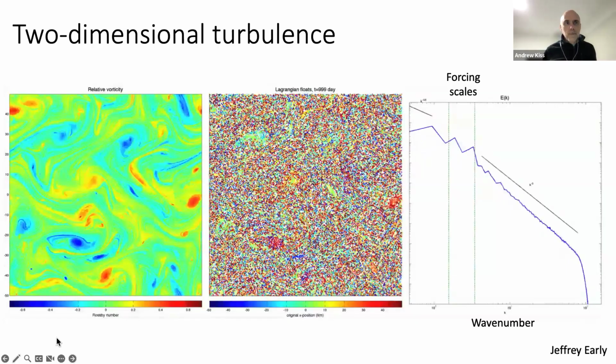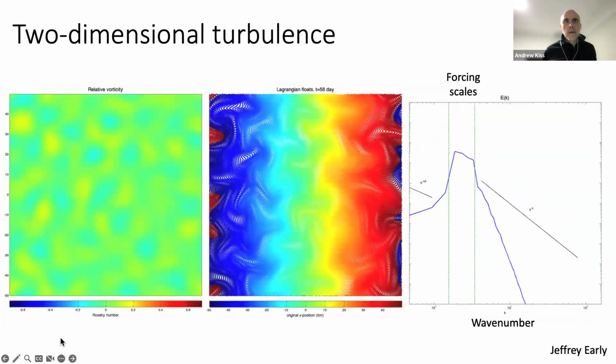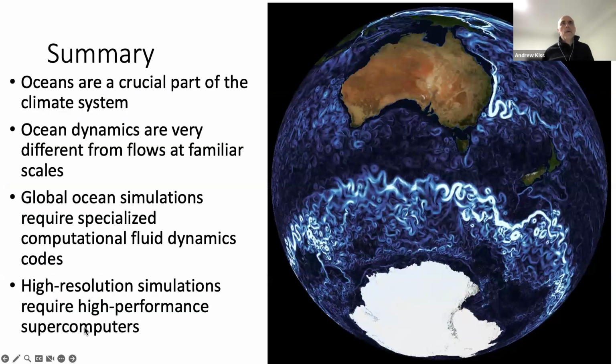Okay, so I think I'm close to time. So I might just leave it there. So in summary, oceans are a crucial part of the climate system, and the way that they behave is very different from the flows you might be more familiar with. And because of that, you require specialized computational codes to represent them efficiently and accurately. And this also requires really quite large computational resources if you're doing it at high resolution. So I'll just leave it there and take questions.